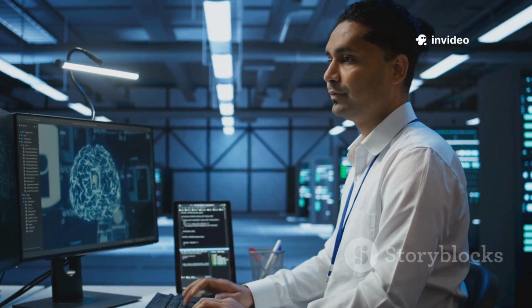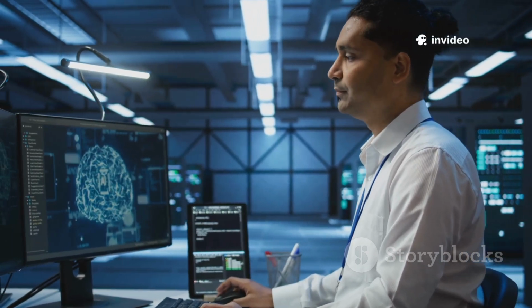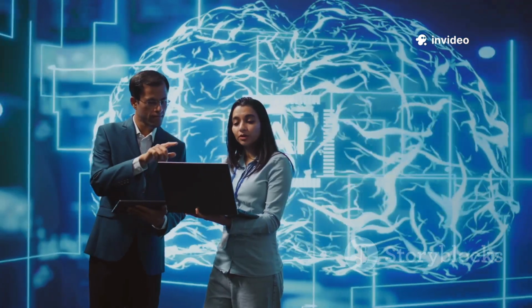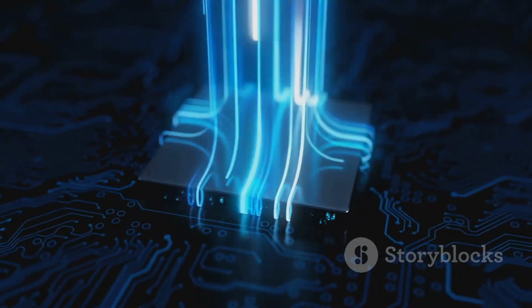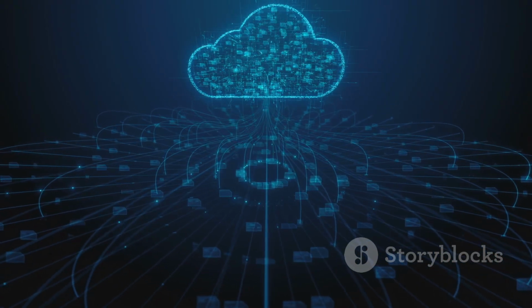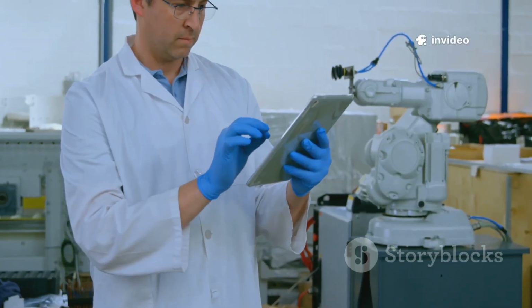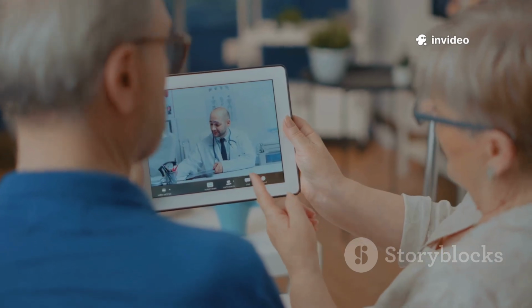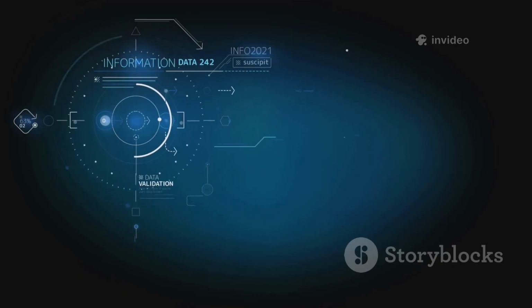Artificial intelligence, or AI, steps in to make sense of all this information. AI can spot patterns, predict problems, and even suggest solutions, all much faster than a human could. The cloud is important because it lets people access the digital twin from anywhere. Engineers in London can check a factory in Singapore in real time. Doctors can monitor patients from their homes. The digital twin is always connected, always up to date.